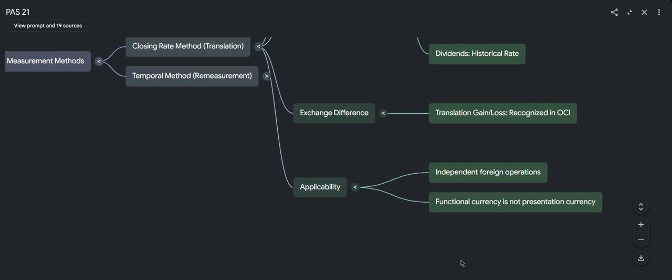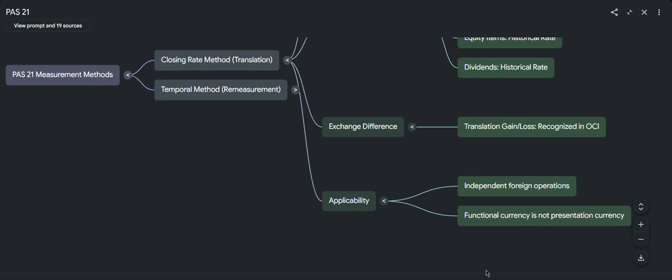Applicability: it is for independent foreign operations and a functional currency which is not the presentation currency. Just like what I have discussed earlier, the closing rate method is used when the functional currency of the subsidiary is not the presentation currency of its parent. So it focuses on independent foreign operations.